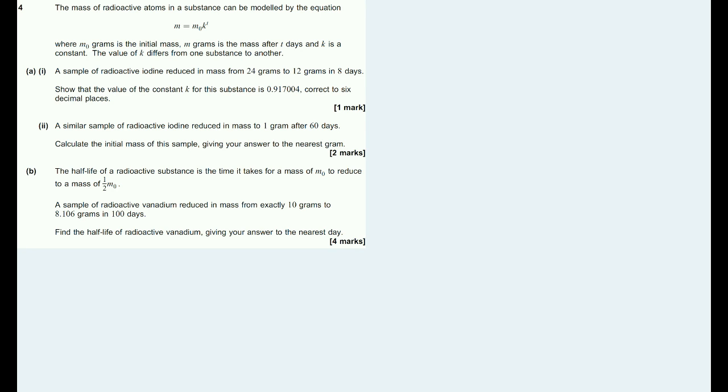Four then is the growth and decay question. Now, obviously, there's a lot of reading that you need to go through. I'm going to get straight to the point of this question. So we've been given a formula. The formula is m equals m naught times k to the power of t, and we're told what all these things are.